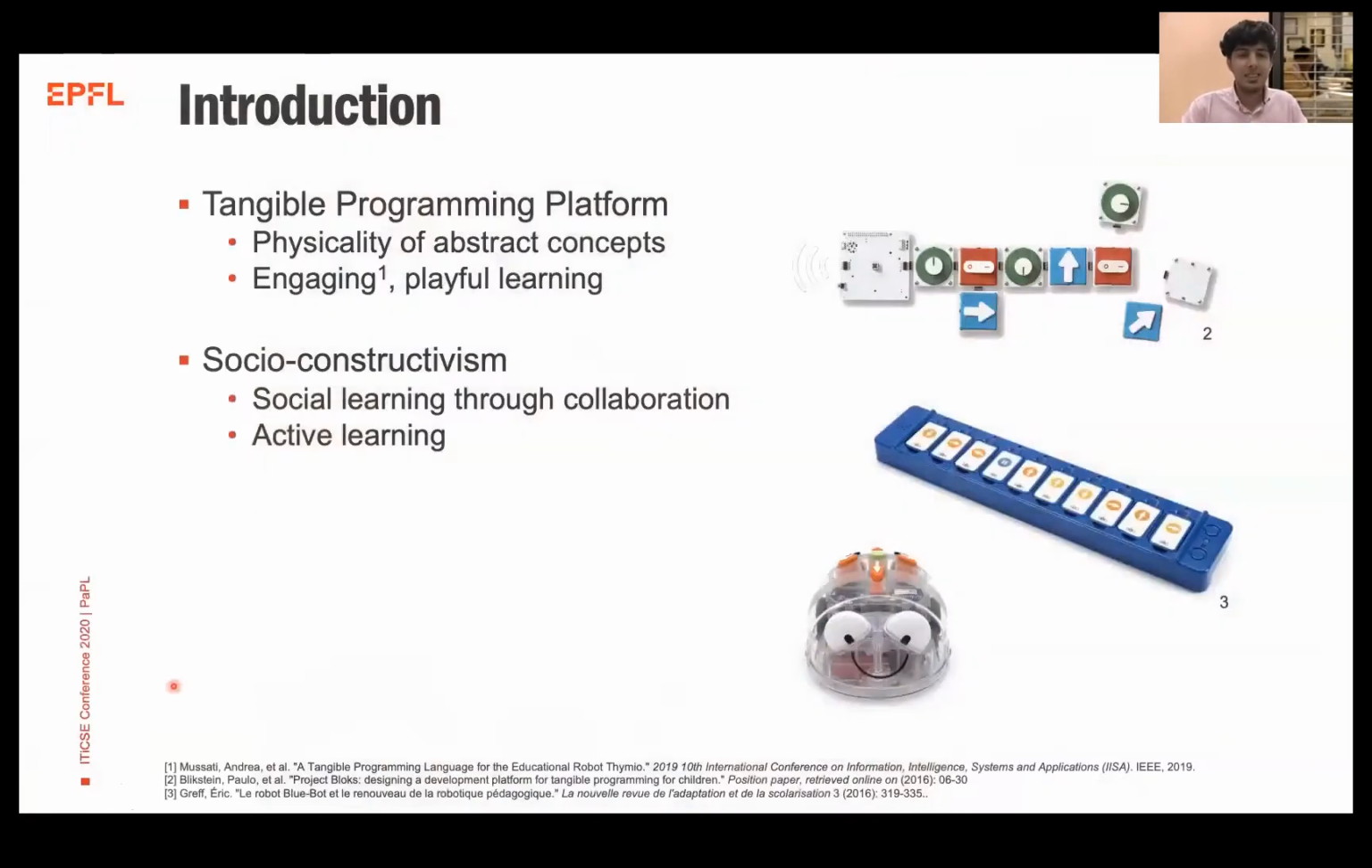Tangible programming platforms are where physical objects can be grouped together to control either virtual agents or educational robots. They provide a physical aspect to abstract concepts and have proven to be more engaging and provide a playful way of learning to students. They can also be helpful in implementing social constructivist approaches, since students usually work in small groups and collaborate to make programs and are actively participating in it as compared to traditional lectures. However, these platforms have not been widely adopted in classrooms yet.